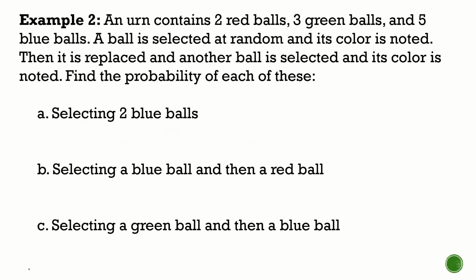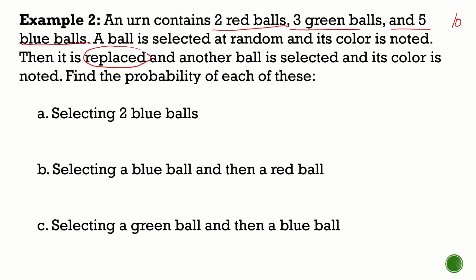An urn contains 2 red balls, 3 green balls, and 5 blue balls. Let's stop there for a while. In total, we have how many balls? We have 10 balls. A ball is selected at random and its color is noted. Then it is replaced. Now it is implied here that it will be replaced by the same color. Let's say you picked one red ball, then it will be replaced by another red ball. So the key word here is the word replaced. And another ball is selected and its color is noted. Find the probability of each of these.